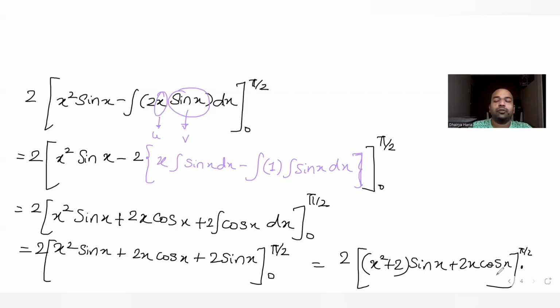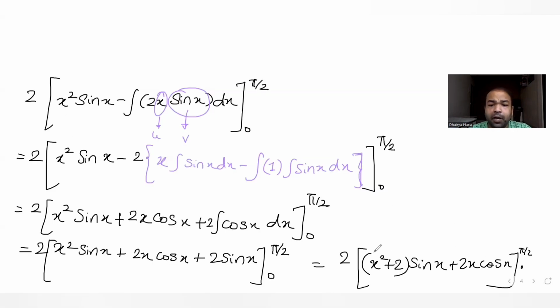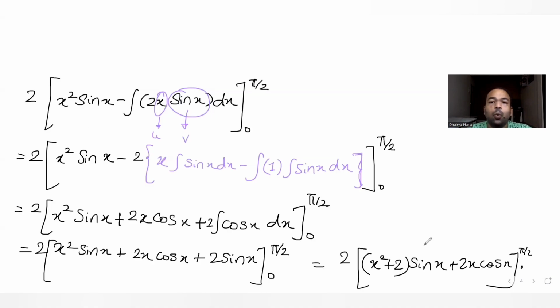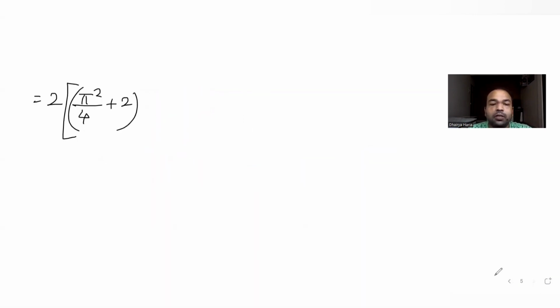So now if you try to solve this expression, you get the answer 2 times. If I substitute pi by 2 here, you get pi square by 4 plus 2 sin pi by 2, which actually becomes 1, so sin 90 is 1. 2 into pi by 2, that is plus pi, and cos pi by 2, if you see, cos 90 is nothing but 0. So this is the first limit.